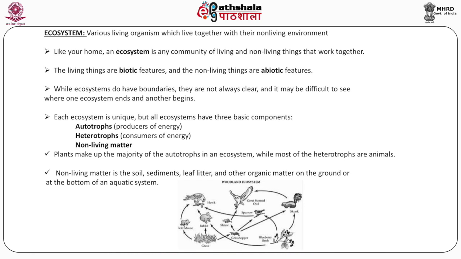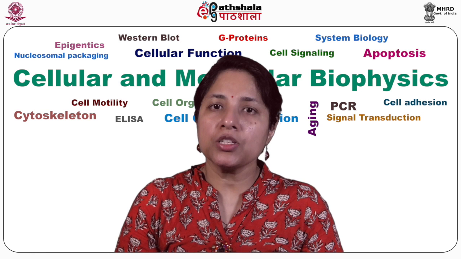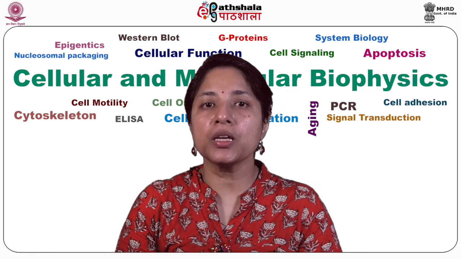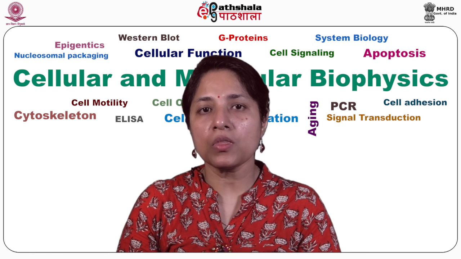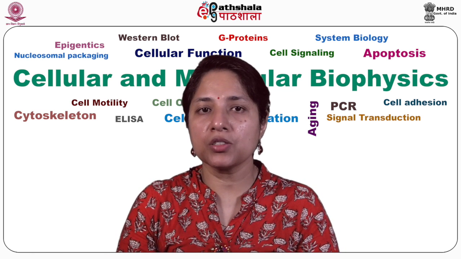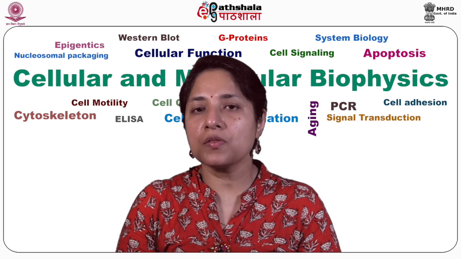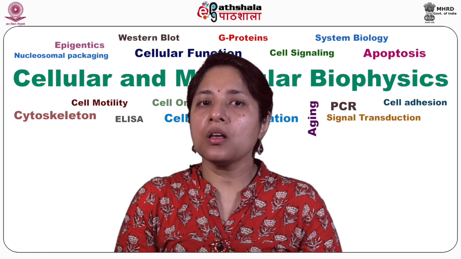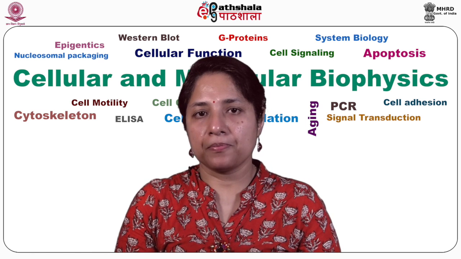While ecosystems do have boundaries, they are not always clear, and it may be difficult to see where one ecosystem ends and another begins. Each ecosystem is unique, but all ecosystems have three basic components. These are the autotrophs, which are the producers of energy, then the heterotrophs, which are the consumers of energy, and then the non-living matter.